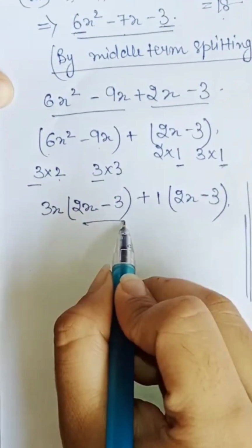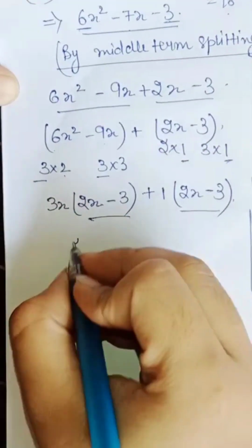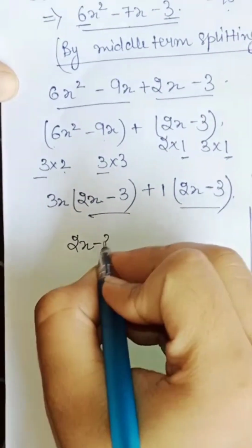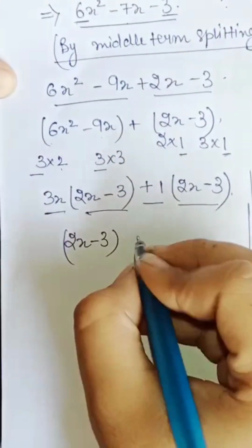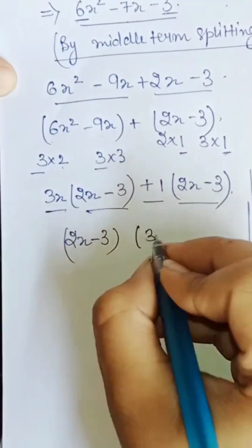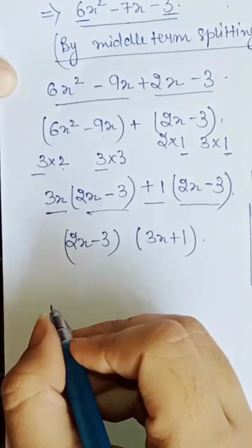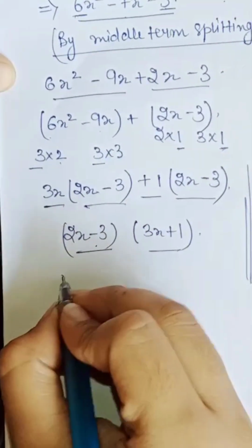Now what is common here? 2x minus 3 and 2x minus 3. So we can take 2x minus 3 as common. Now what is remaining here? 3x and plus 1. So we can write in another bracket 3x plus 1. Now we will find out the zeros.